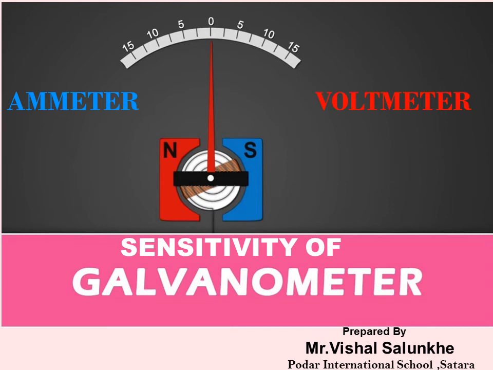Hi students, last lecture we have seen the construction and working of the galvanometer and the relation between the deflection produced in the galvanometer coil and the current, means how the deflection is affected by the current. Now in this lecture we are going to discuss the sensitivity of the galvanometer, then how we convert a galvanometer into an ammeter and a voltmeter.